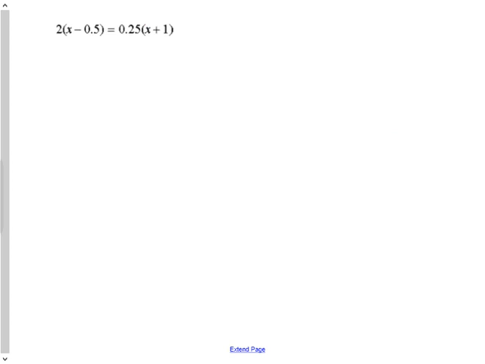Okay. Question 8. This looks a lot more complicated than it is. We have distributive property on the left and we have distributive property on the right. Before I start isolating the variable, I'm going to simply expand each using distributive property. I'm going to get 2x minus 1 is equal to 1/4 x plus 1/4.